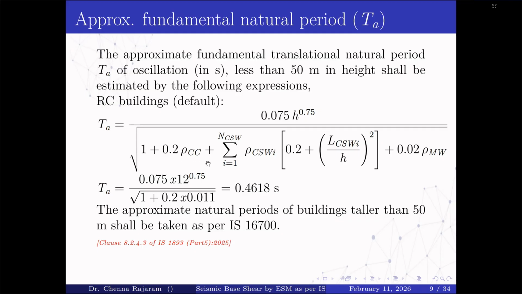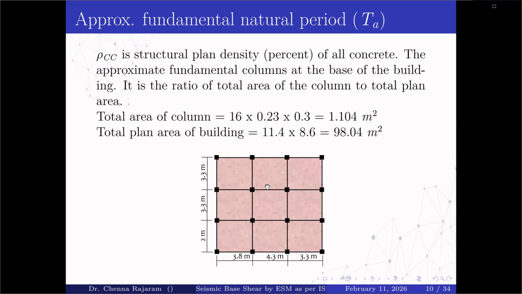How we calculate this rho cc: the rho cc is the structural plan density of all concrete columns at the base of the building. It is the ratio of the total area of the columns to the total plan area. Now, if you see, this is the plan of the building.